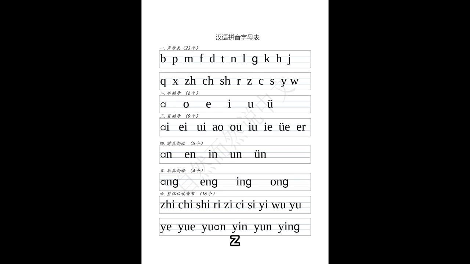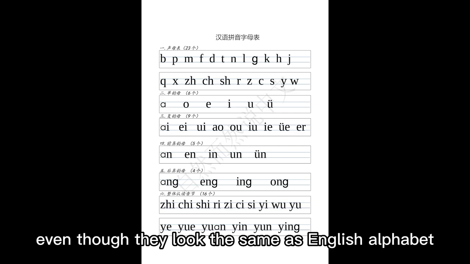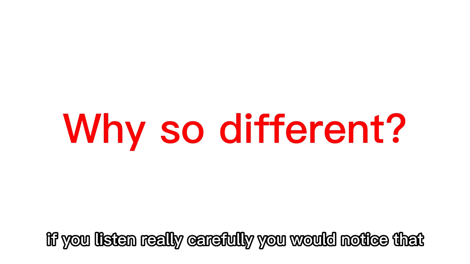As you just heard, even though they look the same as the English alphabet, they sound so different. Why does that happen? If you listen really carefully, you will notice that every letter in the Pinyin alphabet has only one syllable. Let's do the comparison. X, xi, f, fo, s, si. So this is the real difference.